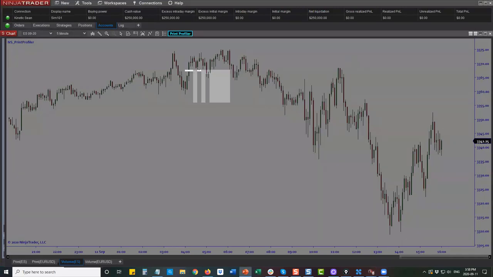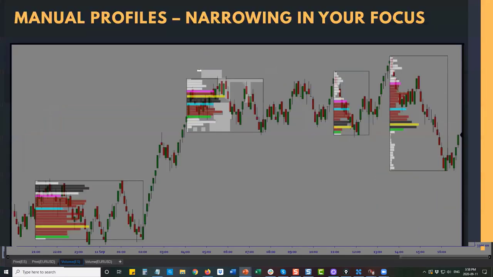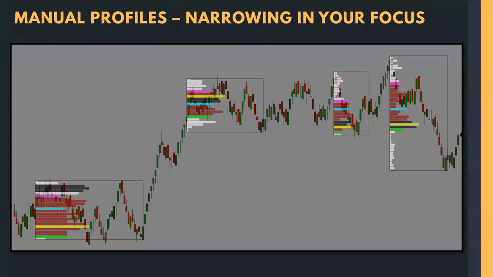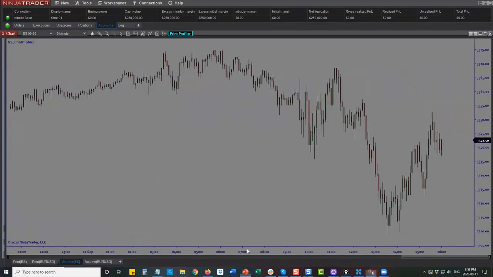Right. And what I want to do is talk a little bit about this. Okay. Now, what we just did with the time intervals, we're breaking it down by the hour for this example. But we also have the ability to go and draw profiles anywhere we want on the chart so that we can go in and assess key areas of interest. So what I'm going to do is teach you how to do this efficiently, okay?